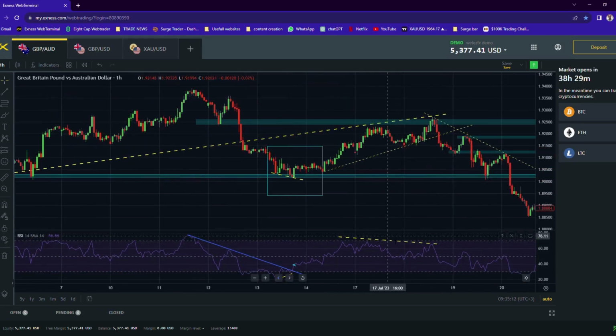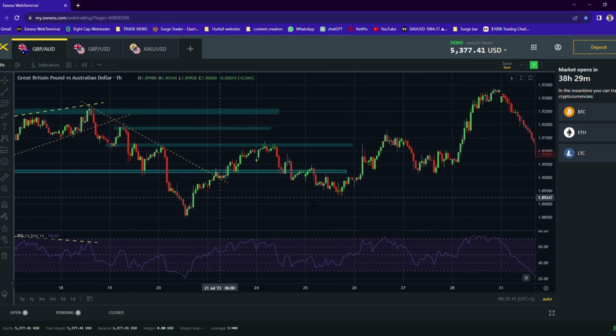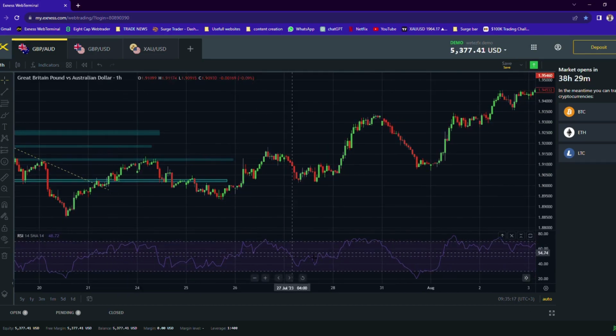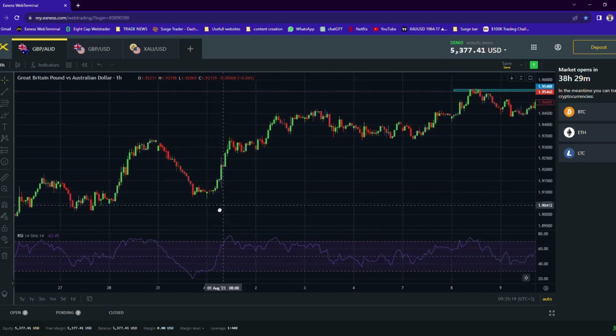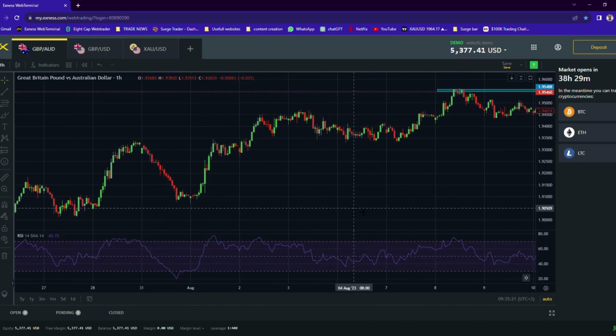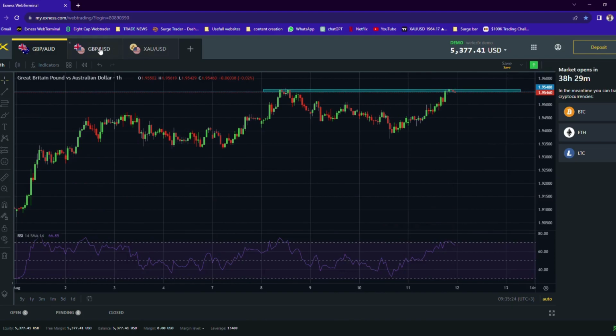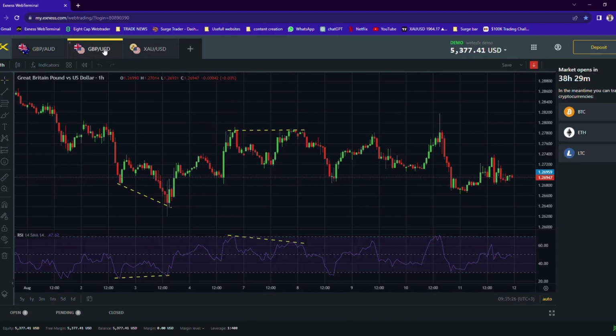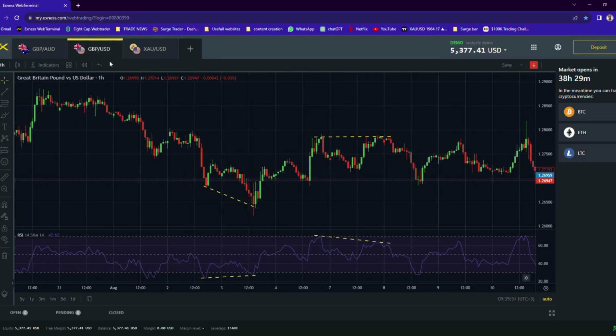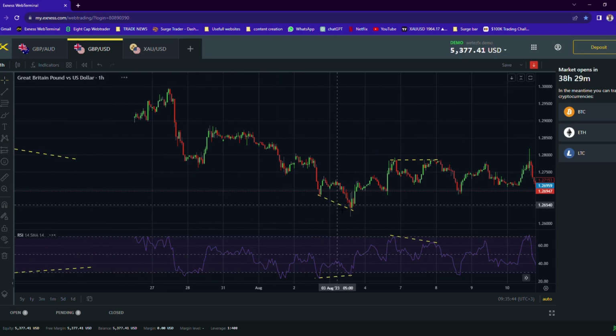So those two examples on the RSI were there on GBP AUD, and in the recent days we had nothing on the RSI on this currency. So if we look at another example right here, GBP USD had the same RSI opportunity on the 3rd and 4th of August. It had a very good opportunity from the RSI and your indicators.